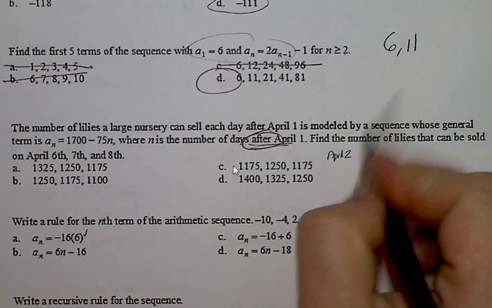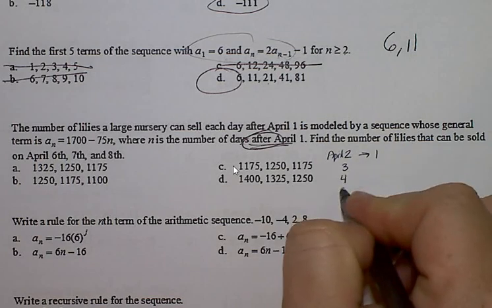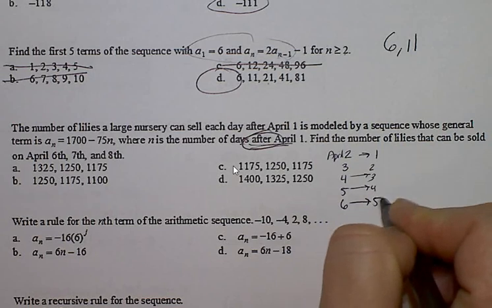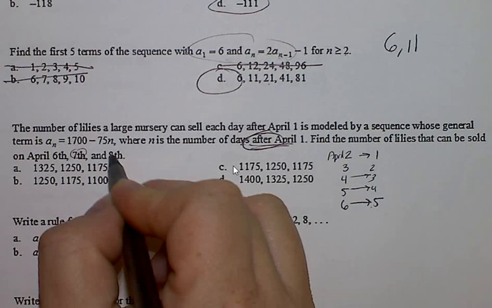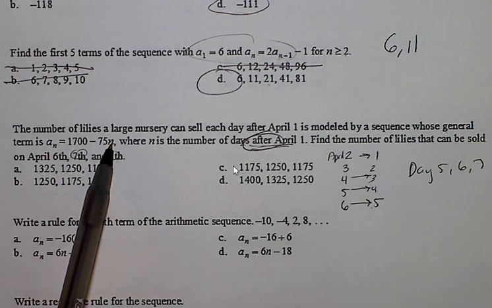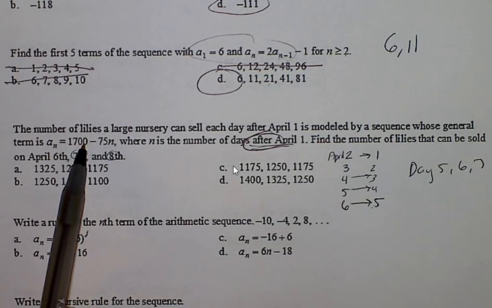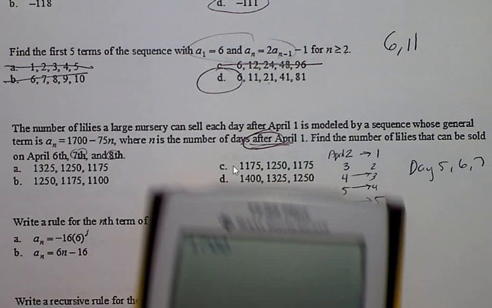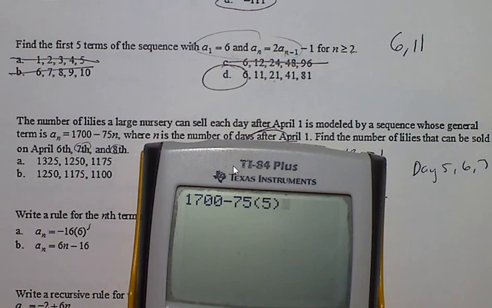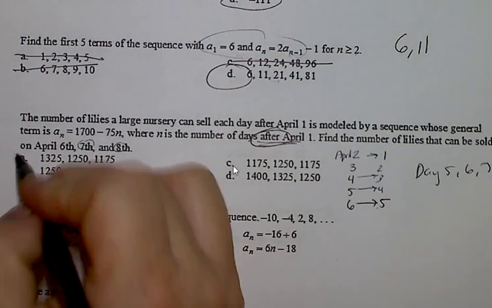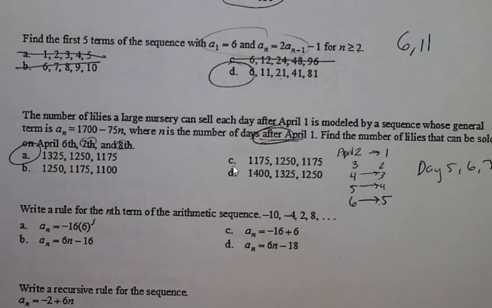So April 2nd is the first day, 3rd, 4th, 5th, 6th. So this is day 1, 2, 3, 4. I'm looking for day 5, day 6, and day 7. So let's plug in 5 here. Can you please take 1,700 minus 75 times 5? 1325. Which one starts with 1325? And the most complicated part for this, remember, is it's after April 1st. So April 2nd is the first day we count, which is really like day 1. Going on to the next one.